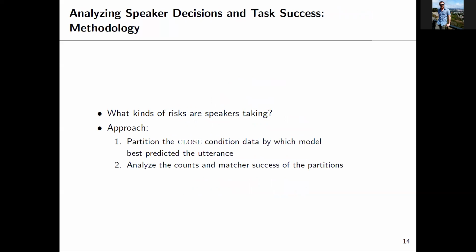Our second analysis takes a closer look at the data to ask the question, what kinds of risks are speakers taking? For the purposes of exposition, I will only show the analysis for the close condition, which was the most difficult of the three conditions. Our approach is once again to use the probabilities for the observed utterances, but this time partition the utterances based on which strategy had given it the highest probability. With those partitions, we then looked at task success, which is called metric success here. This approach will tell us what proportion of the data is potentially explained by which strategy, and we get a sense of how risky each strategy is.